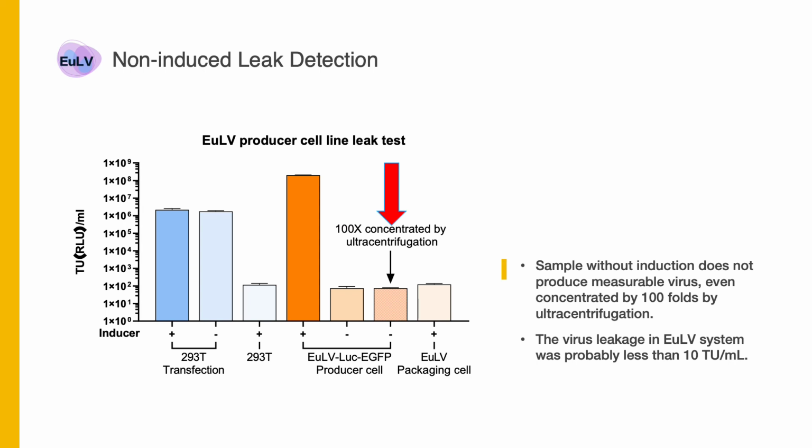Even when the culture medium is concentrated 100 times by ultracentrifugation, the viral titer measured is still indistinguishable from the background control, which indicates the virus leakage in the EuLV system was probably less than 10 TU per mil.